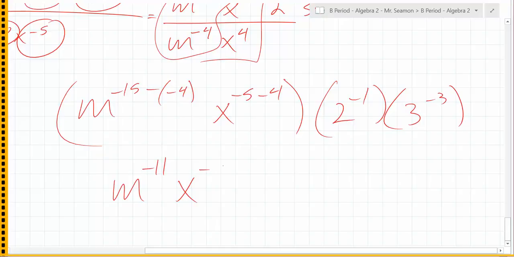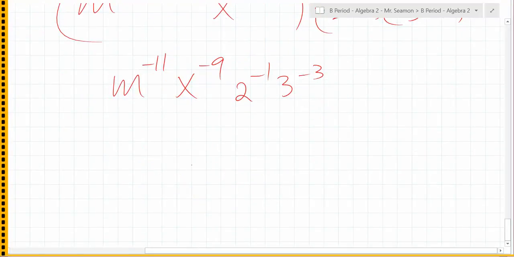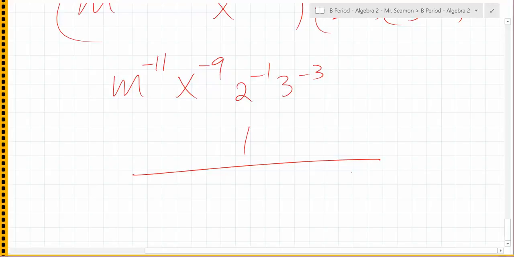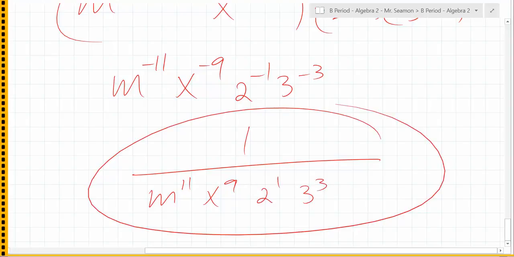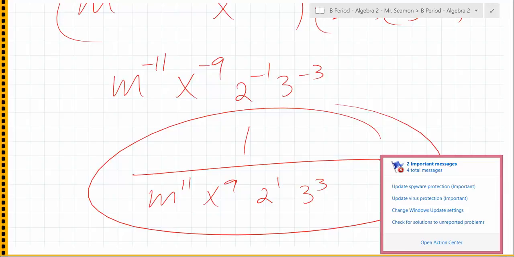And that's x to the negative what? What does this simplify to? We don't like negative exponents. What does this become? 1 over, kids, pay attention. M to the 11th. 2, 3. There it is. Done. Okay, kids, get out of here.